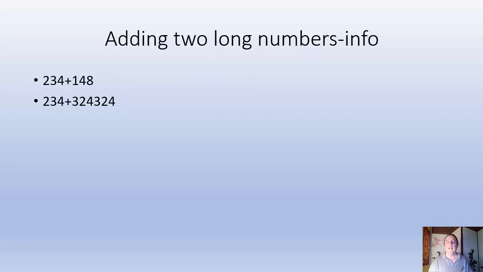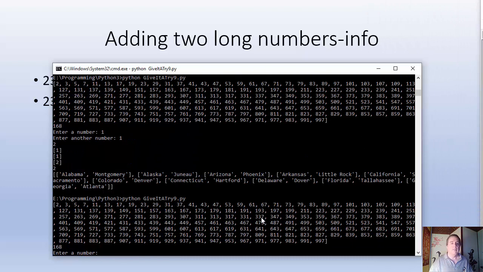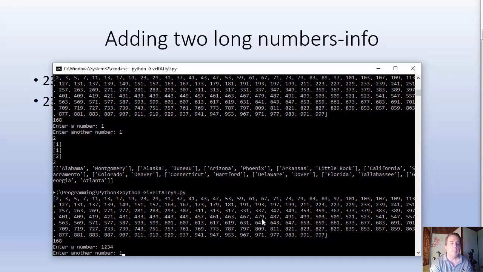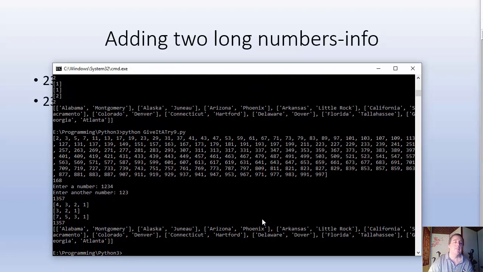Let me go ahead. I think I've got a solution here. I've already done it, so you can actually see what I've done. This was my test stuff. Enter a number, let's say 1, 2, 3, 4. Enter a number, 1, 2, 3. The correct answer is 1357 when you add those together.